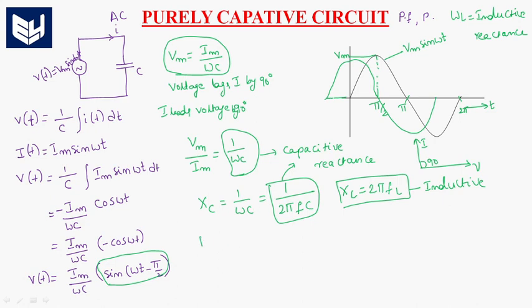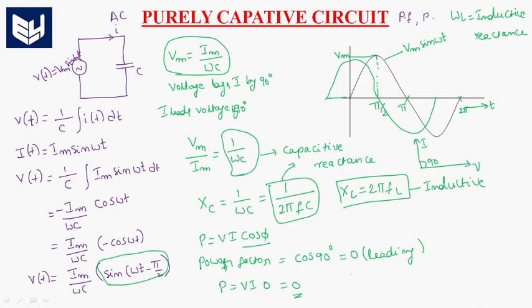So what is the power? Power is equal to VI cos phi. What is cos phi? That is the power factor, the cosine of the phase angle between voltage and current. Power factor is cos 90, which is equal to 0. But it is a leading power factor. Wherever the power factor is 0, automatically power is VI into 0, that is 0. But here, in case of a capacitive network, the power factor is leading.